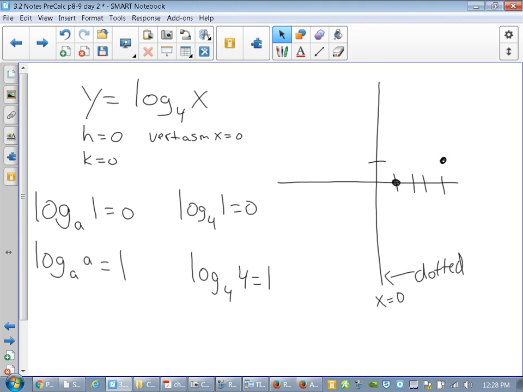Our value of a was greater than 1, so it's moving up and right. We have our asymptote. Our asymptote was here, kind of. I'm just going to move it up. There we go. And that's what we do. We label out our two ordered pairs and we go.